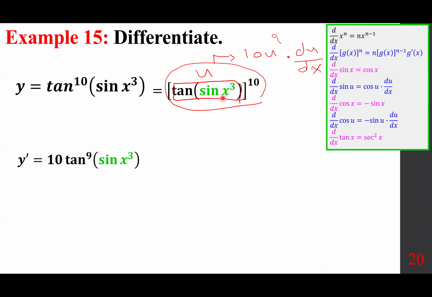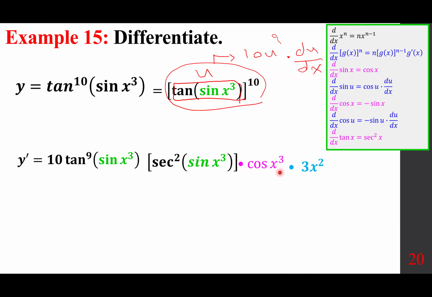Now, du dx means take the derivative of a tangent. So this one, I want to take the derivative. The derivative of tangent: first, I start with tan. The derivative is secant squared. So secant squared of what? The same thing. Then I need the derivative of sine of x cubed. The derivative of sine is cosine. So cosine x cubed. Then I need the derivative of x cubed, 3x squared.